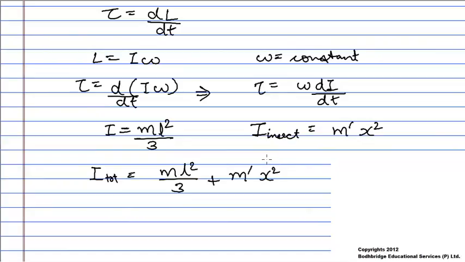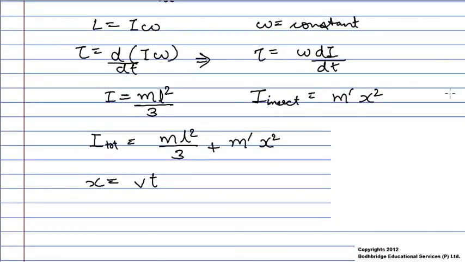Now it is given in the question that the insect moves on the rod with a constant speed v with respect to the rod. So the distance of the insect from the point O at any time t is given by x is equal to v into t. Substituting the value of x in the above expression for I, we get moment of inertia is equal to mL square by 3 plus m dash v square t square.